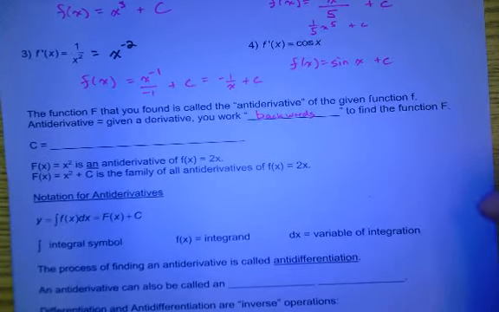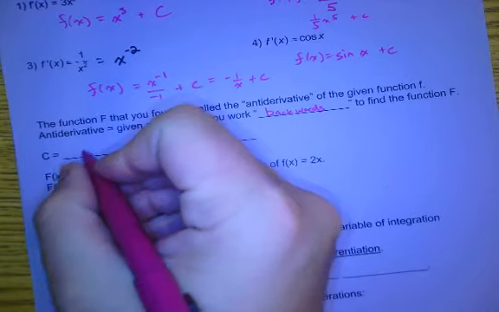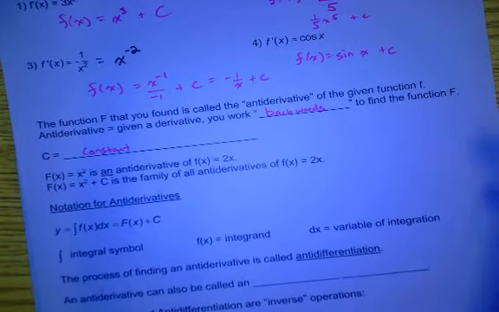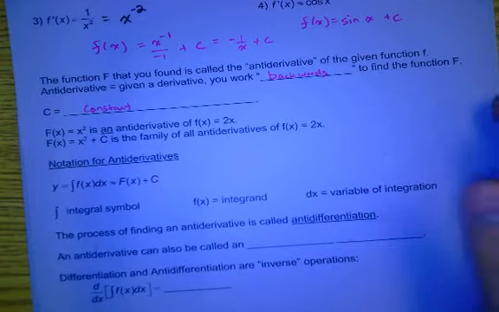And then, so what did I say c was? C is a constant. Talk about notation a little bit.